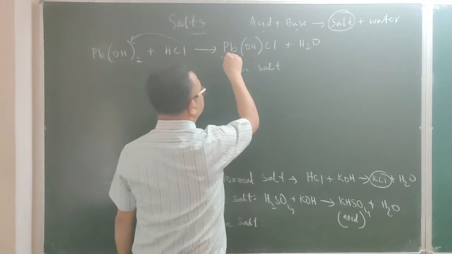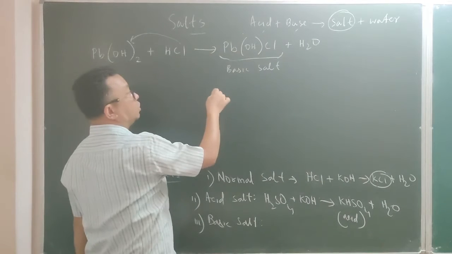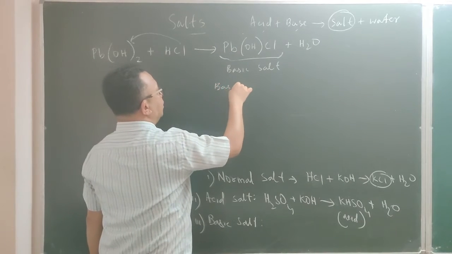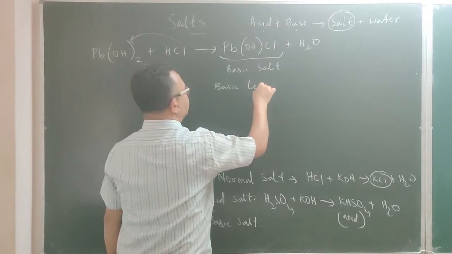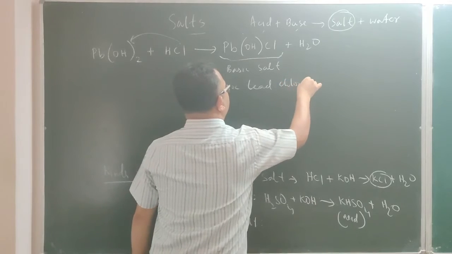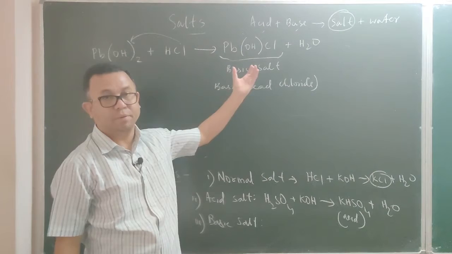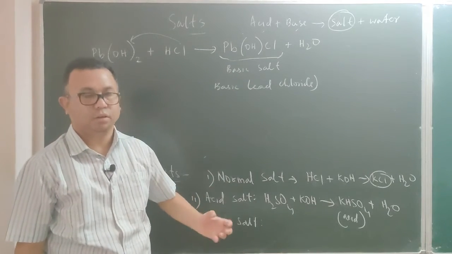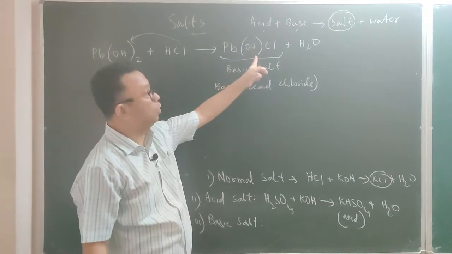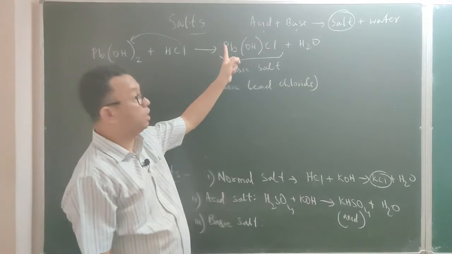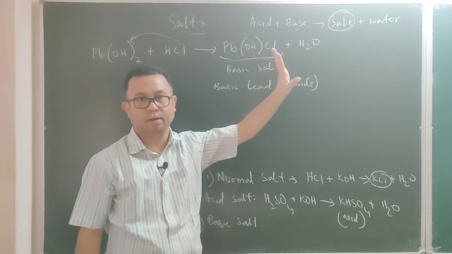Because of the OH, the name of this salt is basic lead chloride. So because of the OH in the middle, we have to say basic. I am repeating, we don't say hydroxide here. There is no need of saying hydroxide. Simply because of OH, it is basic in nature, and that's why we say basic lead chloride.